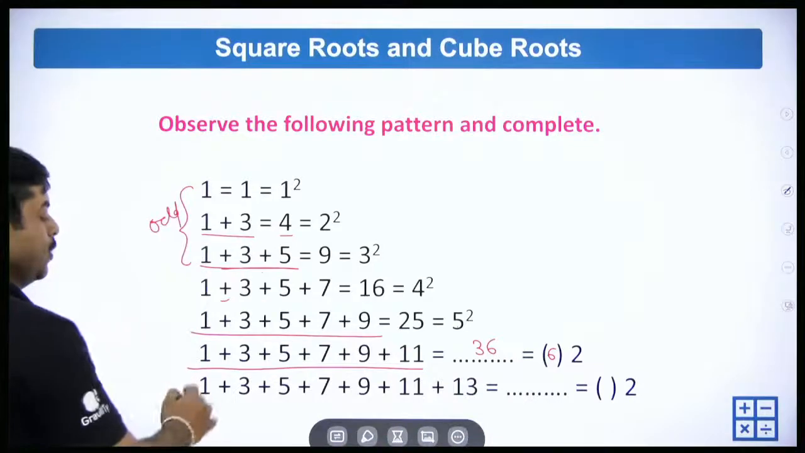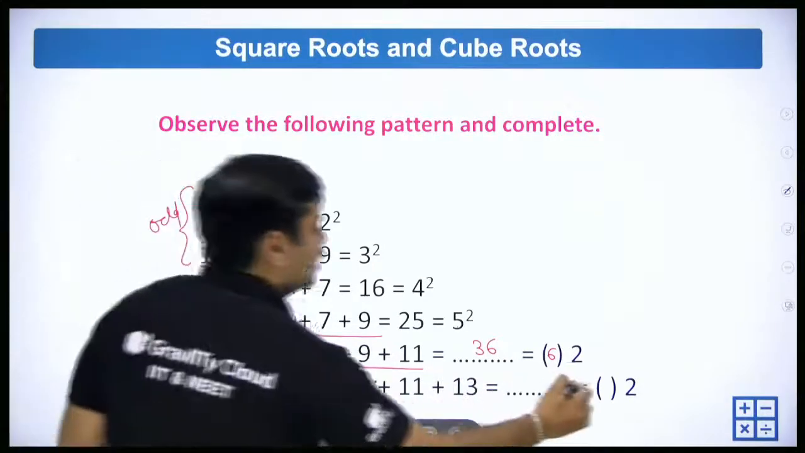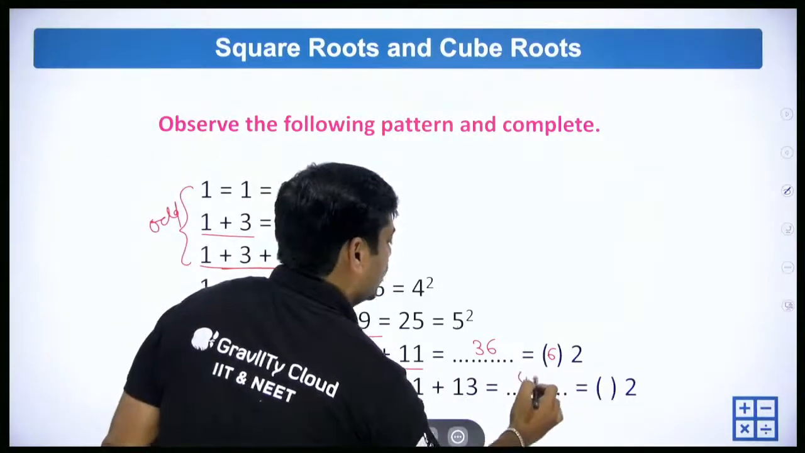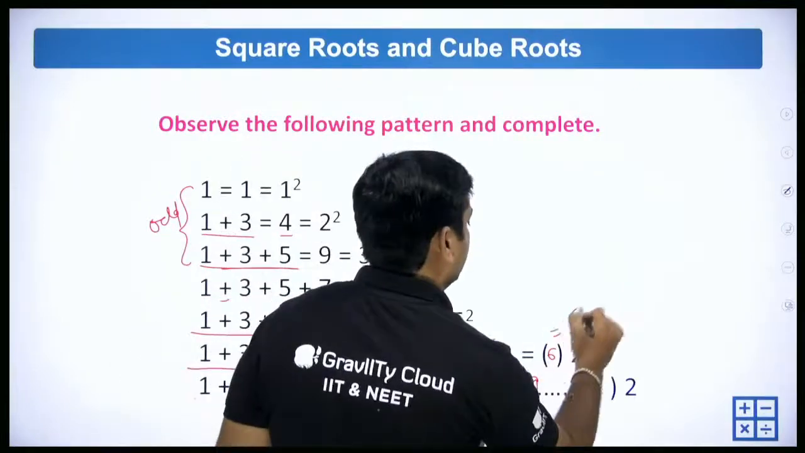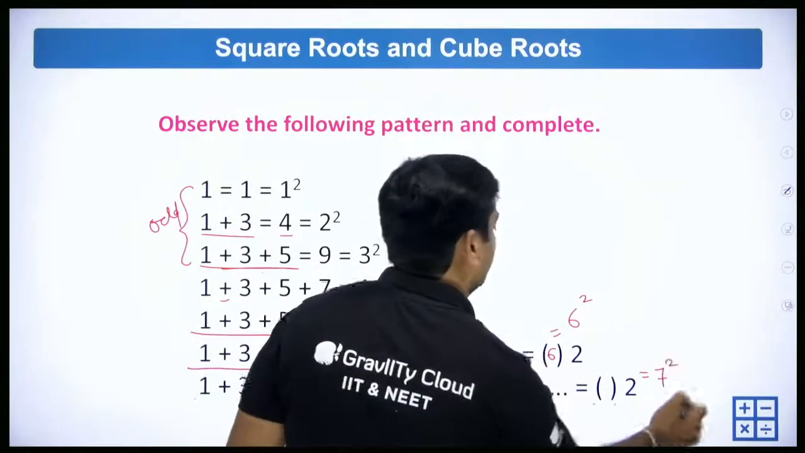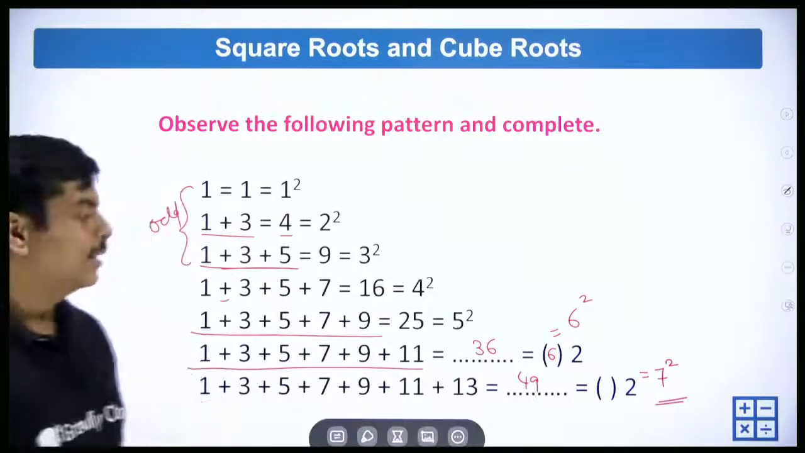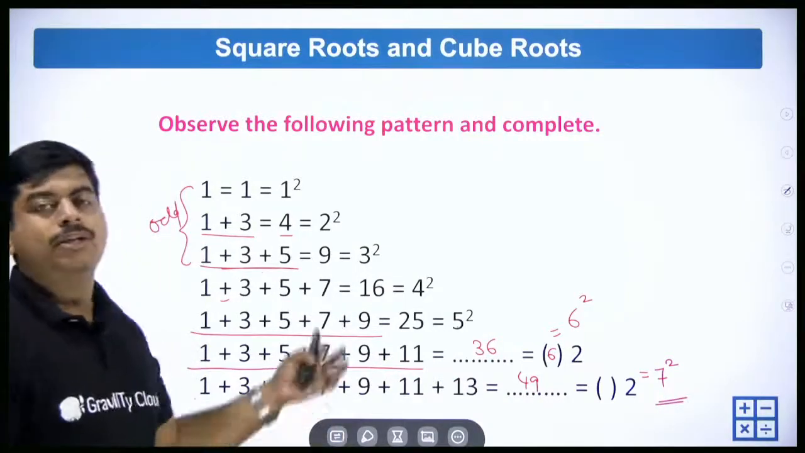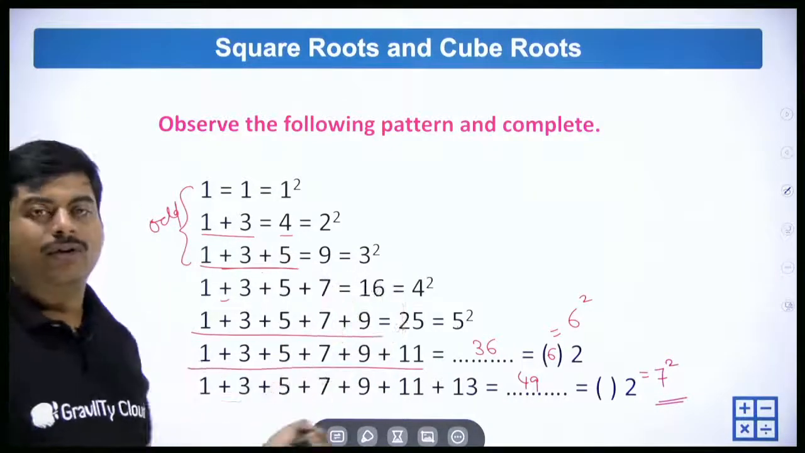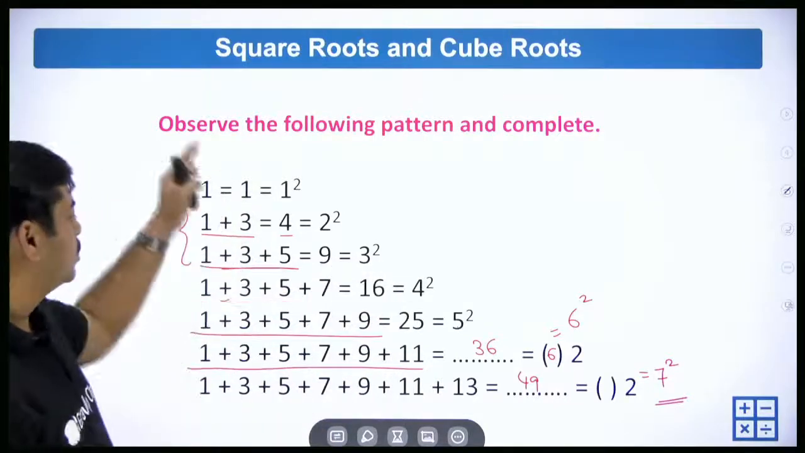Next 7 numbers, 1, 2, 3, 4, 5, 6, 7. That becomes 49, which is 7 square, and the previous one is 6 square. That is how you can try to write it. Okay, if you add 10 odd numbers, you can say that it is 10 square. 11 odd numbers, it is 11 square. But always you should start with the number 1.